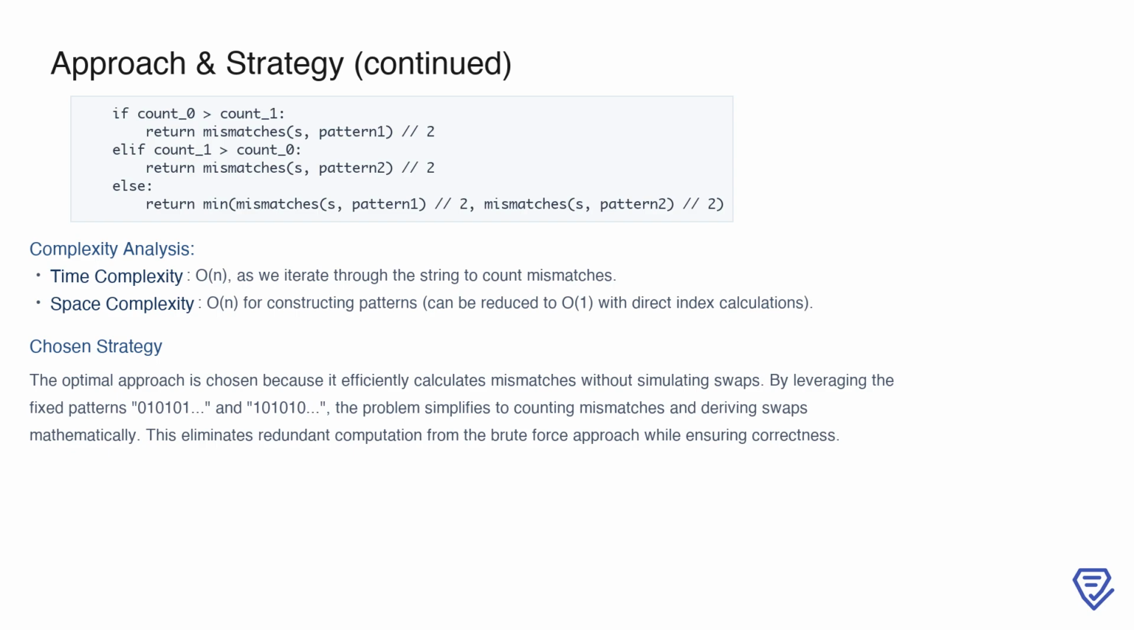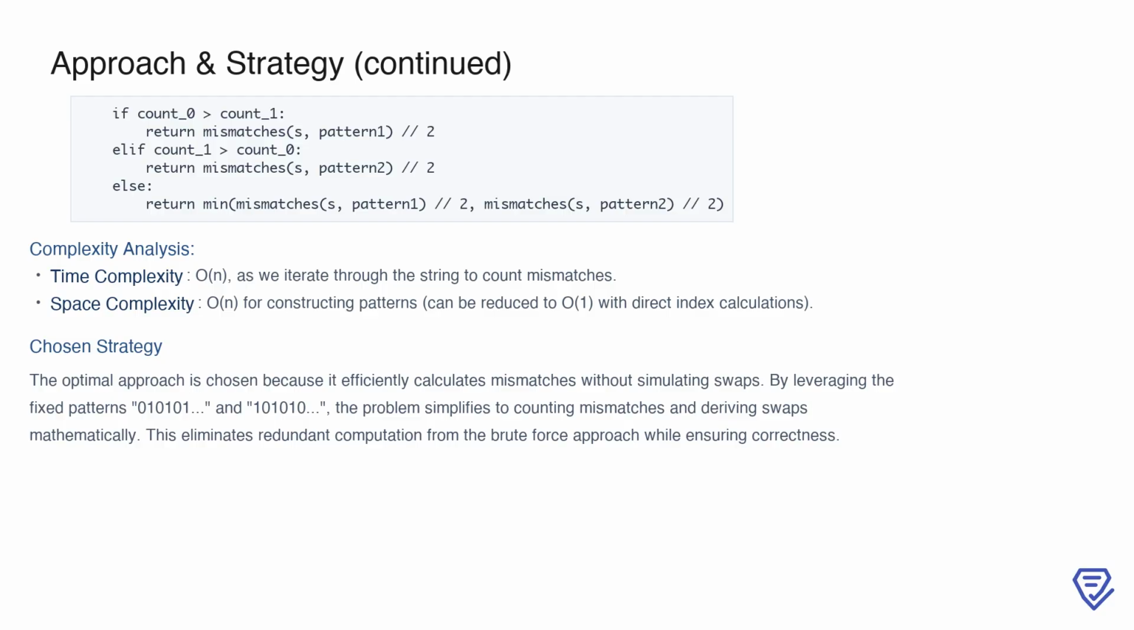Depending on whether the string has more zeros, more ones, or equal numbers of both, we calculate the required swaps. If there are more zeros, only the 010101 pattern is valid. If there are more ones, only the 101010 pattern is valid. When the counts are equal, we calculate swaps for both patterns and return the minimum.